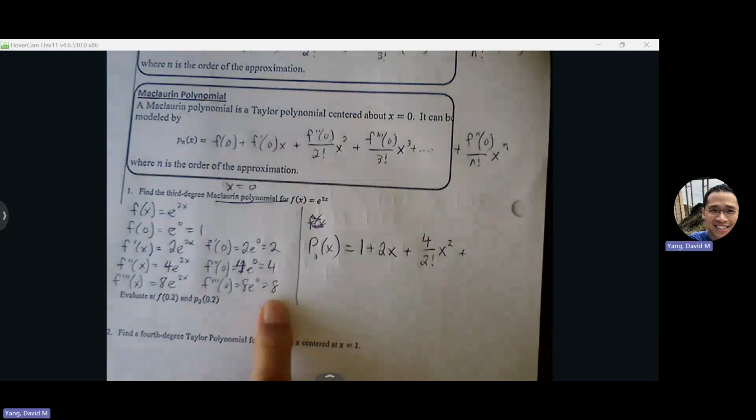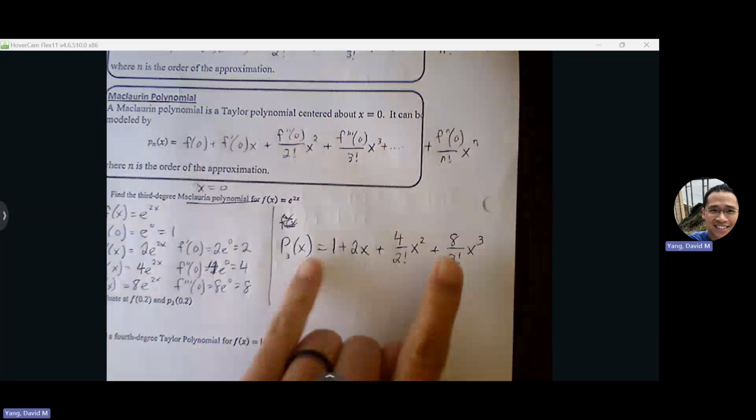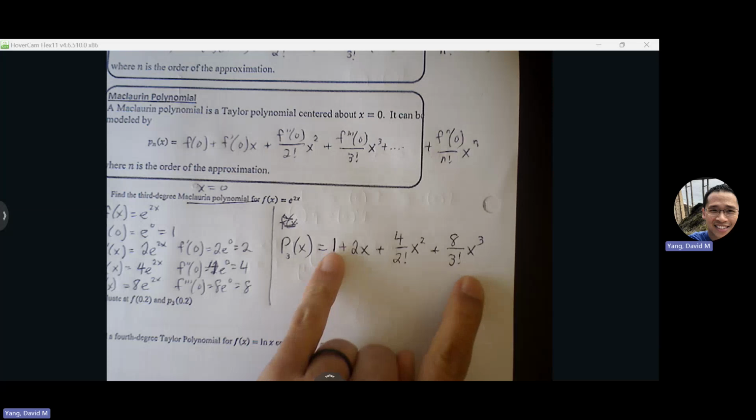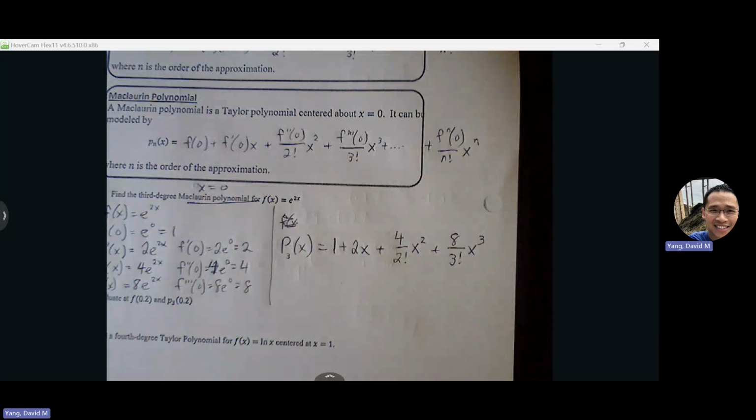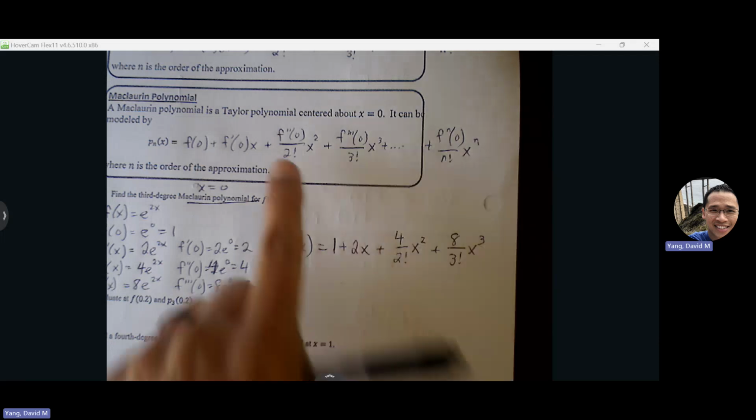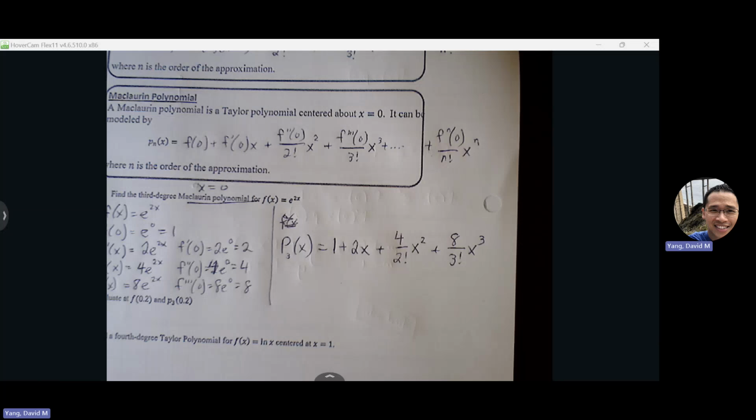Next up, third degree: the third derivative at 0 is 8. So 8 over 3 factorial x cubed. This polynomial is going to have the same information as the e to the 2x in terms of its ordered pair, the slope, concavity, and the third derivative at 0. If you can give it all that information, it's going to look like this e to the x graph up to a certain point. Obviously, if we give it more degrees, the match is going to become wider and wider.